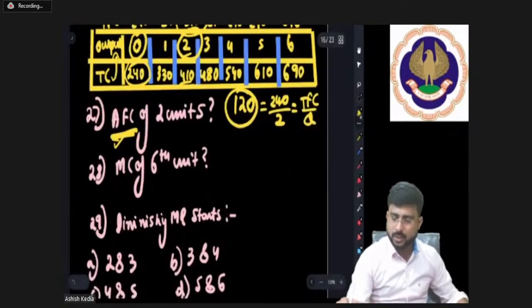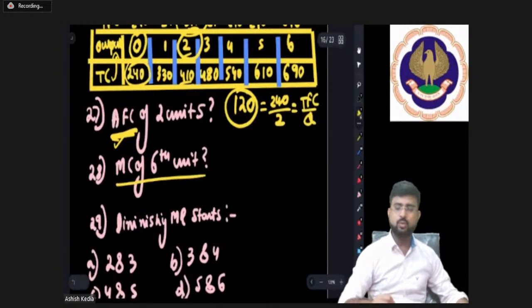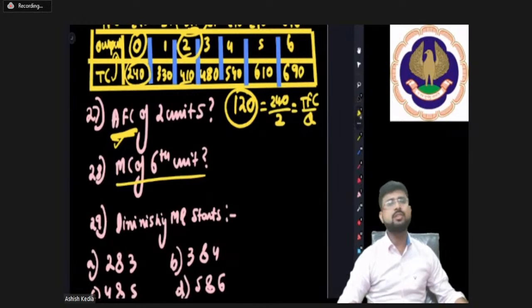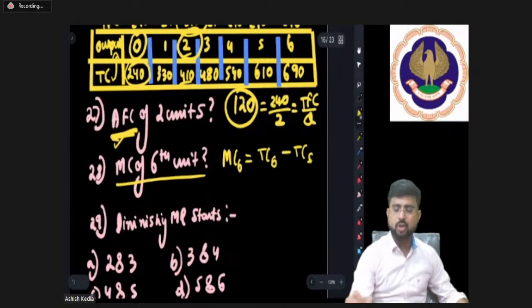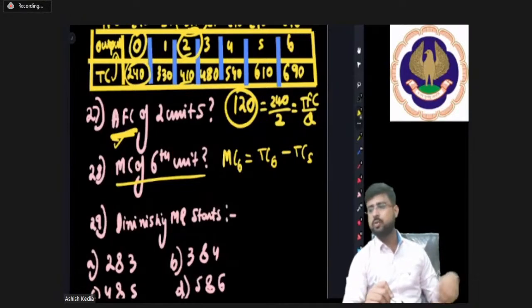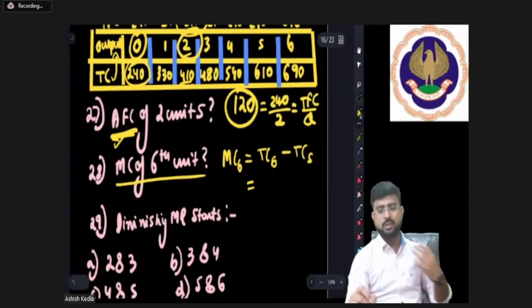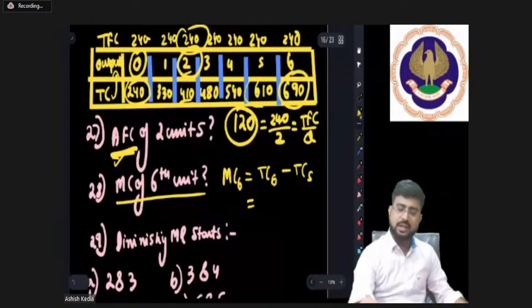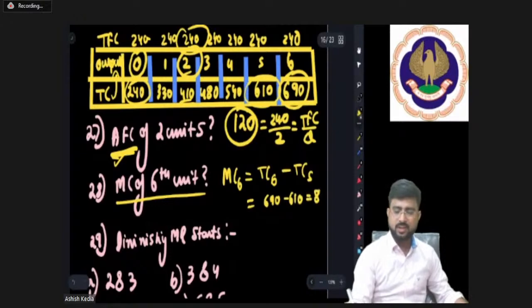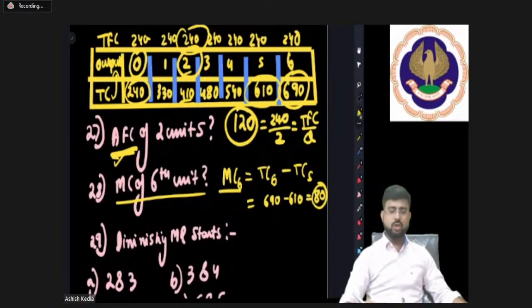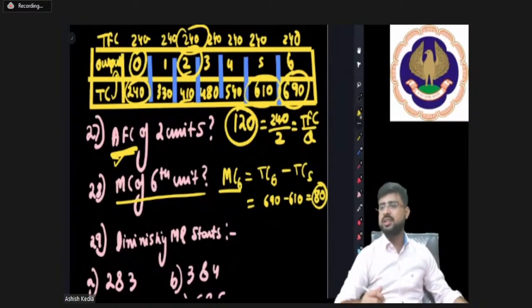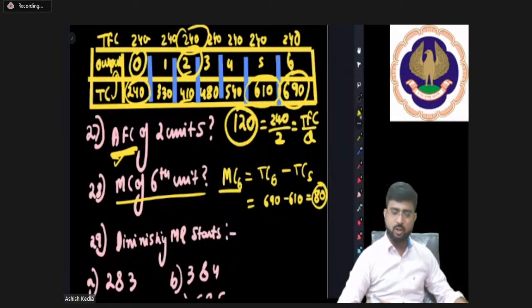So the fact that you understood this, friends, brings me to the next question. Marginal cost of the 6th unit. So see, what is marginal cost at the 6th level? I taught you all total cost at that level minus total cost at the previous level. You can do the same formula using variable cost also, but since total is given, we'll use that. So total cost at 6 is 690, at 5 it is 610. So 690 minus 610, it's 80. So marginal cost at 6th unit is 80 rupees.